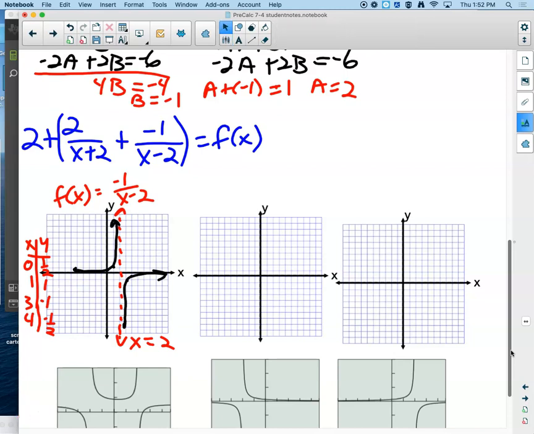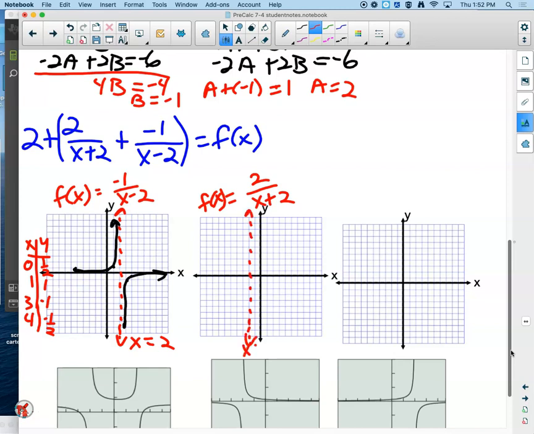And here is another part. So let's have this one be f of x equals 2 over x plus 2. So this one now has a vertical asymptote at x equals negative 2, the zero of the denominator. We would make a quick little table of this one and include numbers like negative 3, negative 4, negative 1, and 0, just on either side of that.